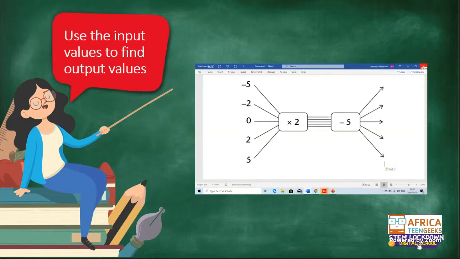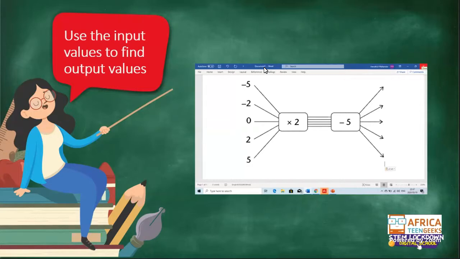So let me zoom directly into the structure here. If you have 0 as the input, obviously you need to multiply that by 2. Probably you should know by now that if you multiply 0 by any number, you will get 0, or if you multiply any number by 0, again you get 0. So 0 times 2 is 0. And 0 minus 5 will give us -5. So the answer there will be -5.